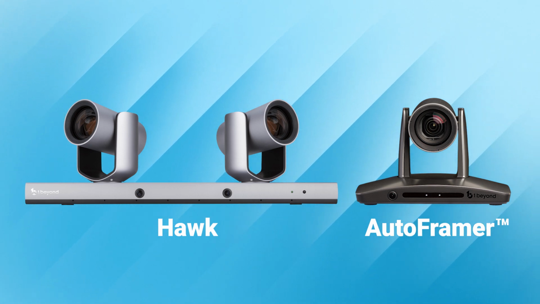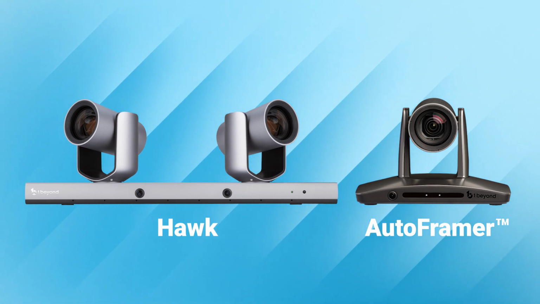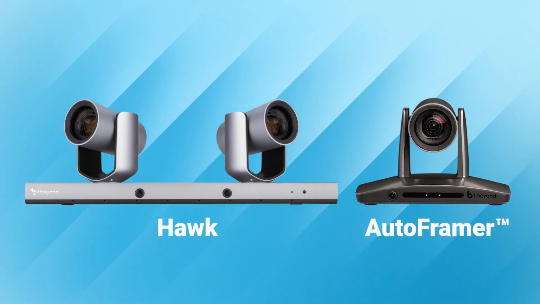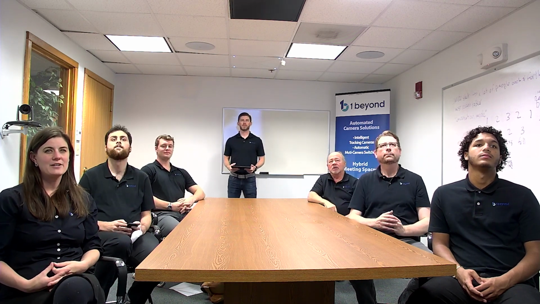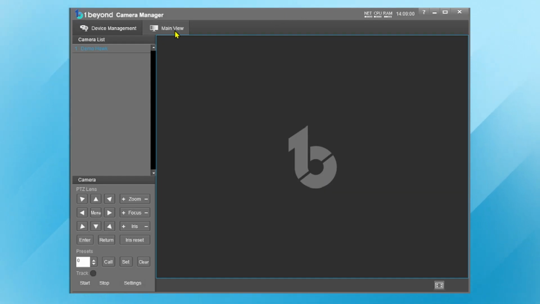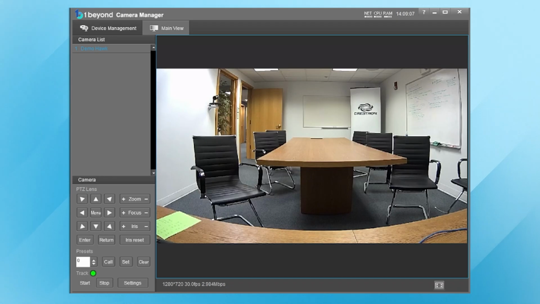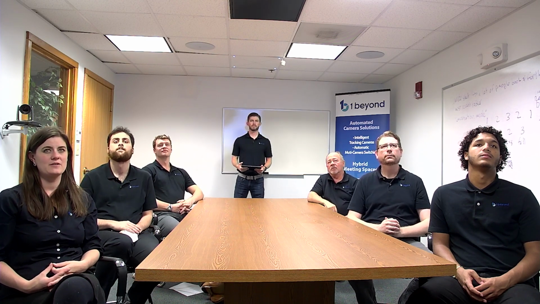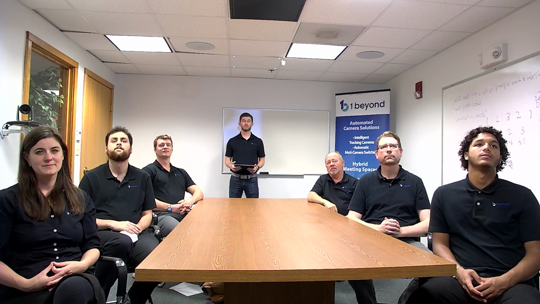AutoFramer and Hawk cameras need limited configuration, but fine-tuning tracking parameters can offer optimal performance. First, let us ensure the wide-angle reference camera in AutoFramer and Hawk has a clear sight line of the participants in the room. Click on the Main View tab in the One Beyond Camera Manager. Then, right-click on the camera and select the reference stream. Ensure that the reference camera has a line of sight of participants' faces in the desired seating locations.